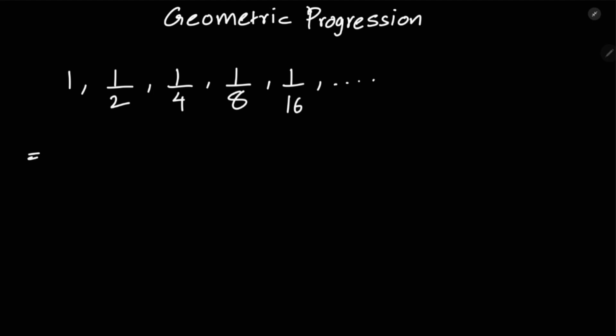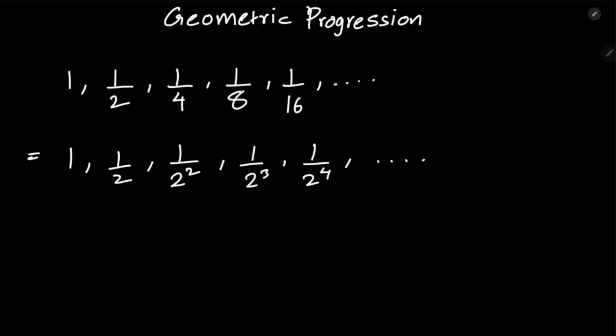So I can also write this as 1, 1 by 2, 1 by 2 square, 1 by 2 cube, 1 by 2 raised to 4, and so forth, and the nth term will be 1 by 2 power n minus 1. Because to get the second term, we are multiplying the first term by half once, for the third one twice, the fourth one 3 times, so the nth term will have to multiply by n minus 1 times.